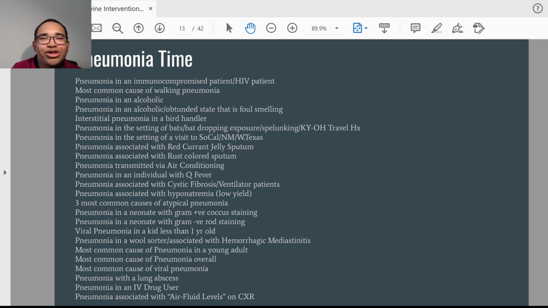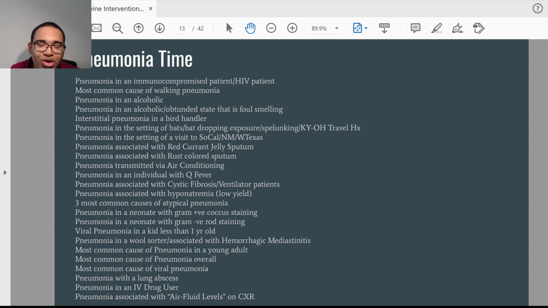And one nice mnemonic to kind of hold all those things down in your mind is, remember that all those bugs are treated with macrolides. And if you notice, if you capitalize the M, the C, and the L in macrolide, then you essentially know all the causes of atypical pneumonia. Mycoplasma, Chlamydia, and Legionella, right?